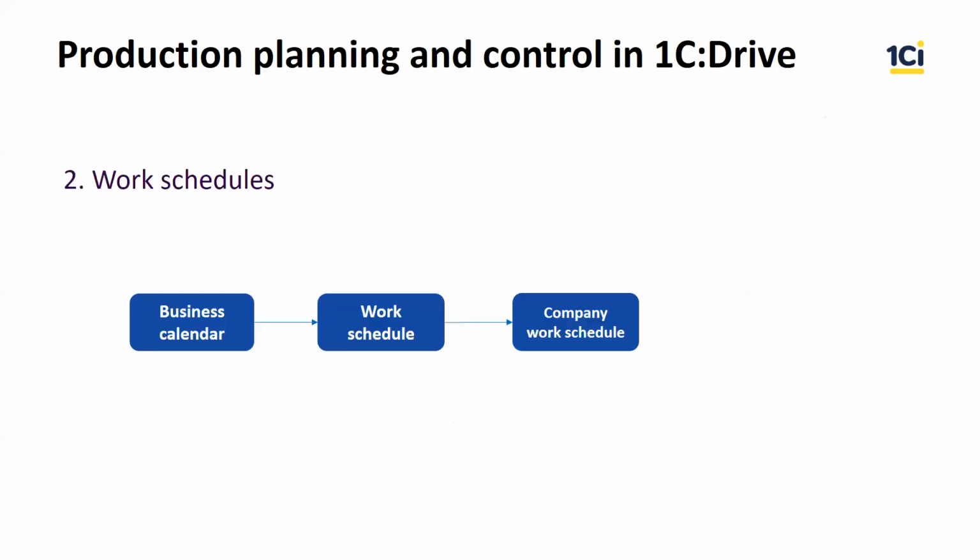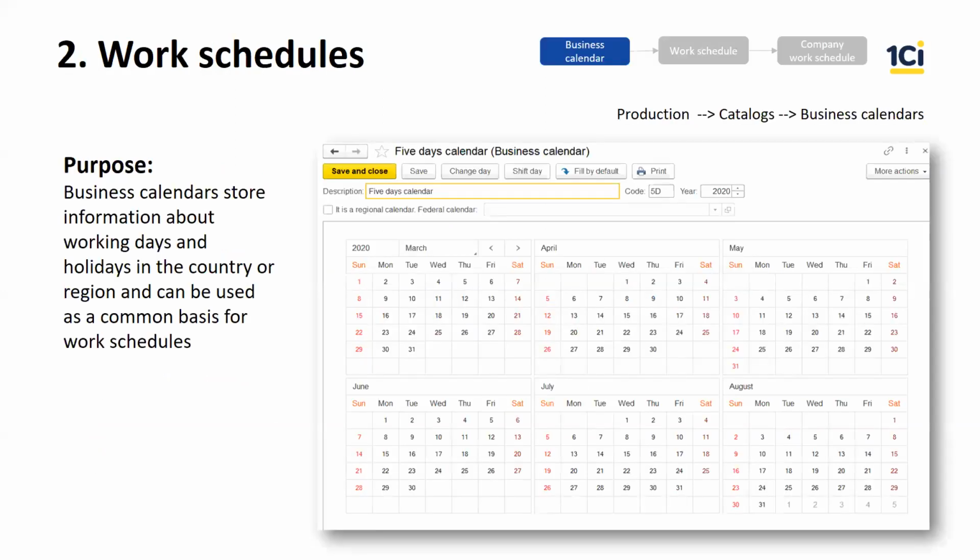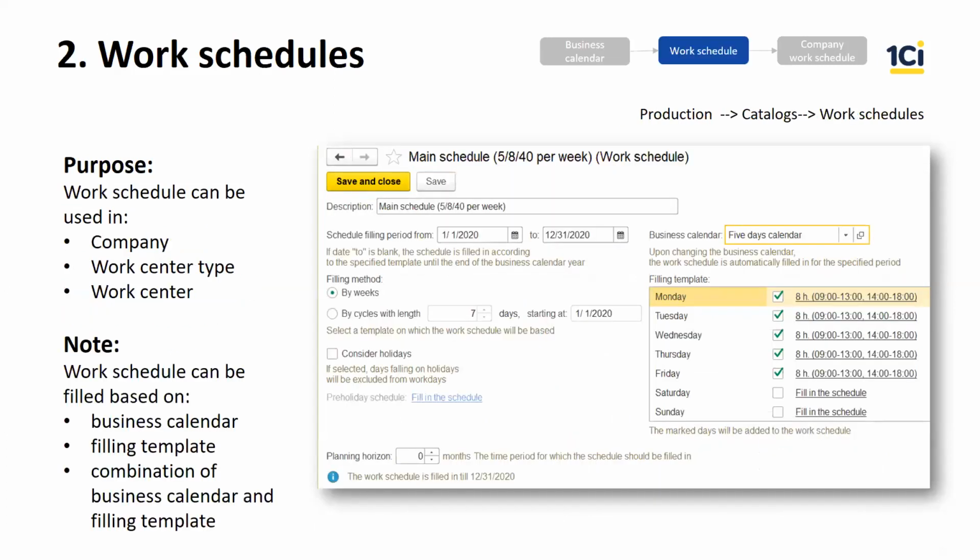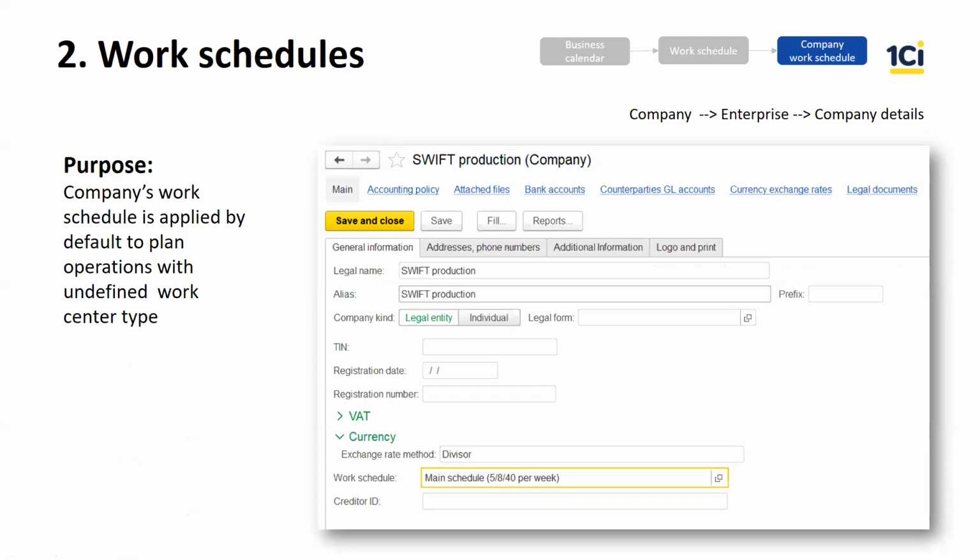Next are work schedules. Here are 3 items: business calendar, work schedule, and company work schedule. Business calendar stores information about working days as well as holidays, and those are usually fixed on a legislative level of your country. And they can be used as a basis for all the work schedules that you use in the company. And the work schedules used in the company can be based on either business calendar, filling template, or the combination of those. So when you use the filling template, you need to define the beginning, the break, and the end of the working day. And then save the schedule and define it to company as company work schedule.